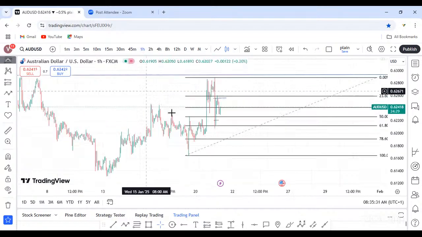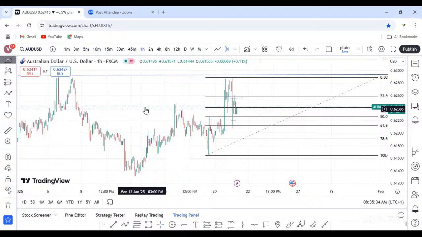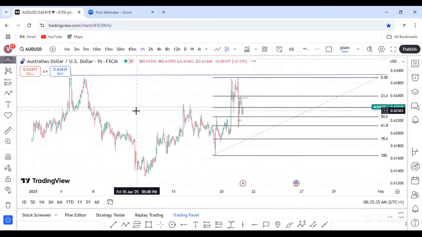Regardless, I am still following structure and I'm still looking at a buy, right?